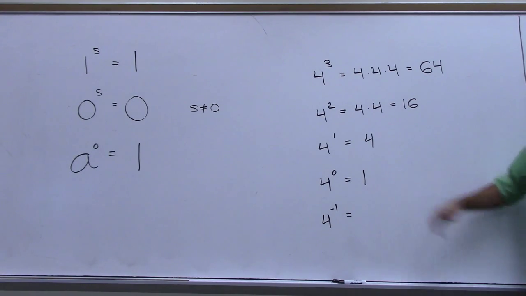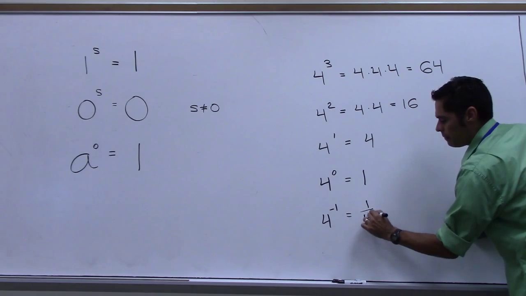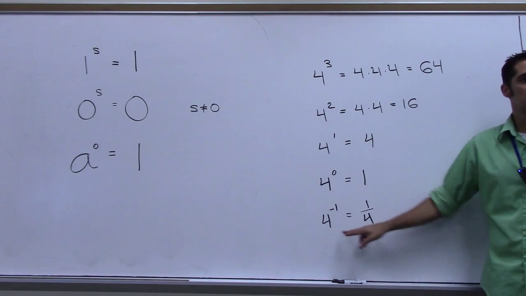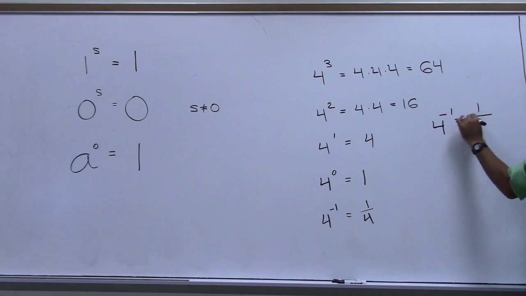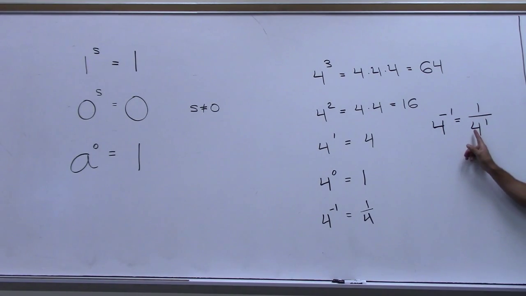1 divided by 4 is 1/4. Are these two the same? Yes. 4 to the negative 1 is 1 over 4 to the positive 1. That's using one of the properties I just put up on the board: a to the negative s is equal to 1 over a to the positive s. So this matches what this is, right?